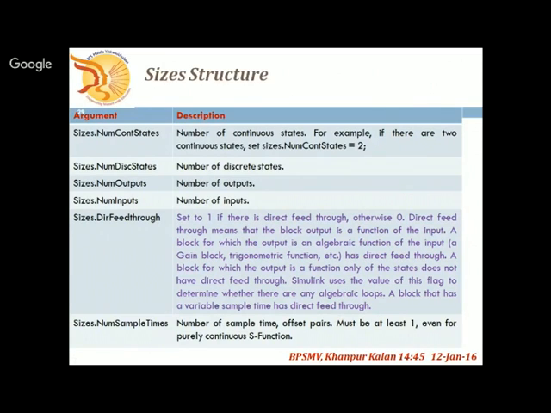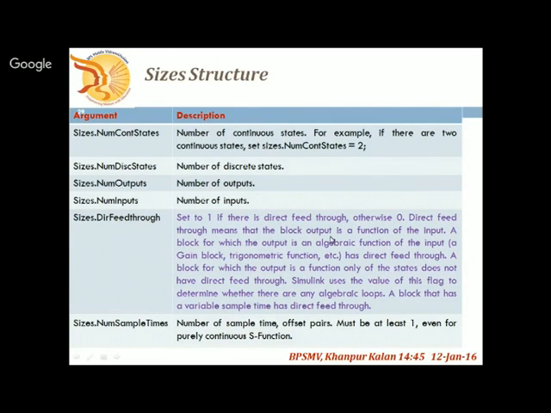In this, there are 6 important and essential templates that are used: number of continuous states of the block, number of discrete states, number of outputs, number of inputs, and sizes.DirFeedthrough, which is used to set your direct feedthrough. It is set to 1 if there is a direct feedthrough, otherwise it is set to 0.